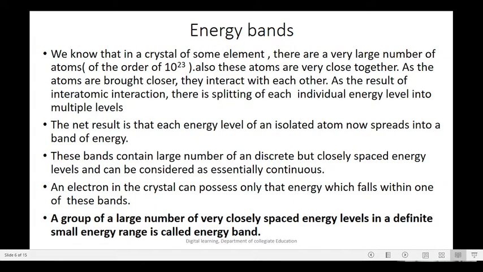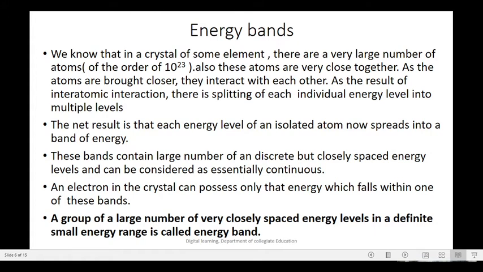Energy bands. We know that in a crystal of some element there are a very large number of atoms, of the order of 10 power 23, that is Avogadro number of atoms. Also these atoms are very close together. As the atoms are brought closer, they interact with each other. As the result of interatomic interaction, there is a splitting of each individual energy level into multiple levels. The net result is that each energy level of an isolated atom now spreads into a band of energy.